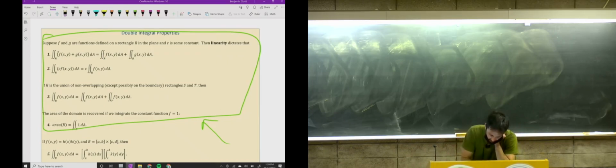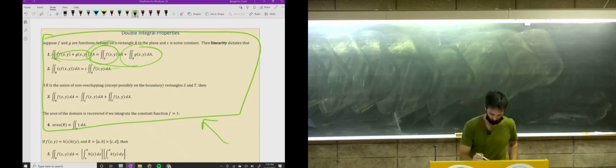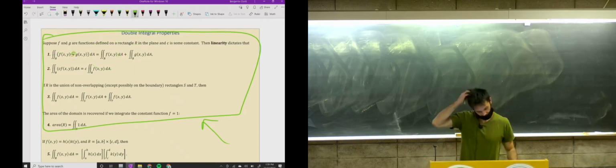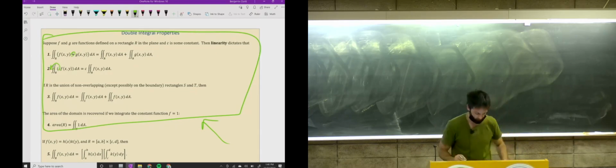They state that if you integrate a sum of 2 functions over some region, that's the same as the sum of the 2 double integrals of the 2 functions over that region. So that's nice. You can interchange an integral and a summation sign. Similarly, this is the other linearity, so-called linearity property. If you have a constant factor in front of a function, you can pull that in front of a double integral.